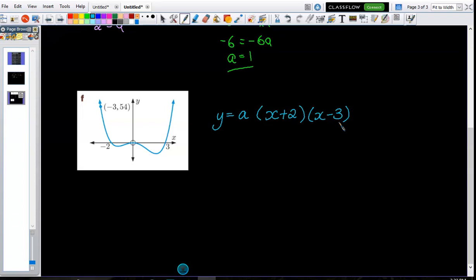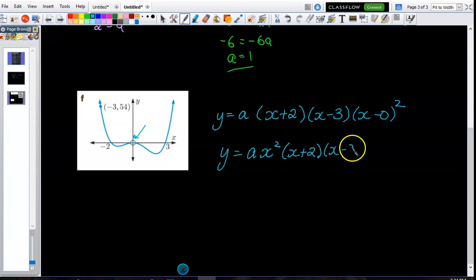That is a quadratic, not a quartic. You are missing this. What is that? It is 0. So by all means, you could write x take 0, and you're done there. It's touching, so it's got to be squared, or you could just write that as x squared, x plus 2, x take 3.